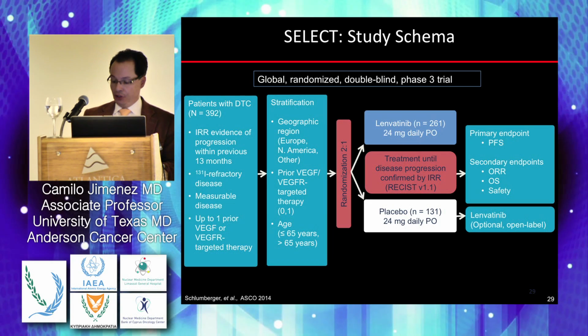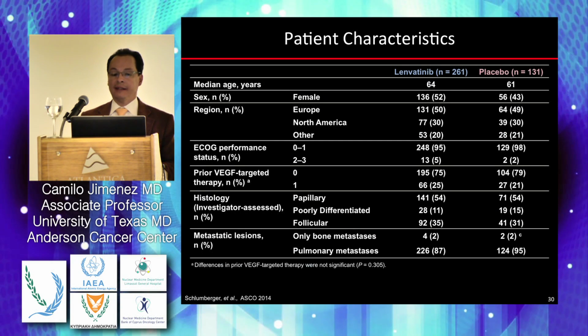And these are the results that we observed in the clinical trial. So let's look at the patient characteristics. There was a similar distribution in genders between Lenvatinib and placebo. In regards to the region, there was a similar distribution between Europe, between Lenvatinib and placebo, as well as North America for Lenvatinib and placebo.